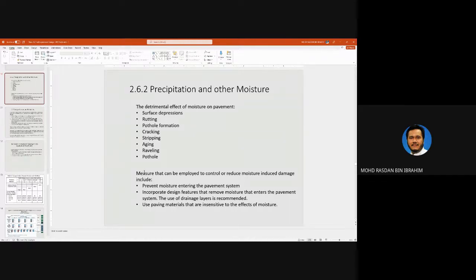So the measures that you can take to control the moisture induced damage is to prevent moisture entering the pavement system. This is the most important thing. Of course, moisture cannot enter if your pavement is completely sealed, but that seal will crack. Whether it cracks 20 years or 15 years after the construction, or whether it cracks 6 months after the construction, depends on how you design and on the loading that is being induced to the pavement.